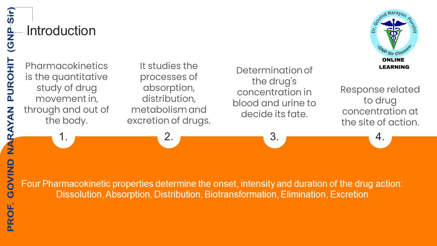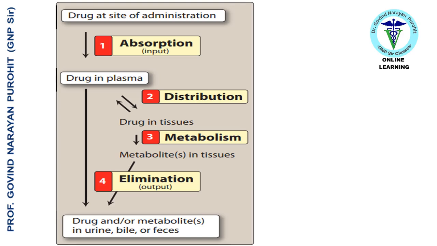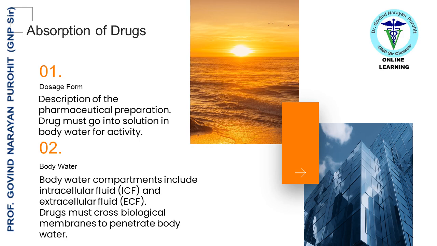Pharmacokinetic properties determine the onset, intensity and duration of the drug action: dissolution, absorption, distribution, biotransformation, elimination, excretion. This figure explains the passage of drugs across the biological membranes and how they are absorbed, distributed and eliminated. Now let us discuss each point in some detail. First, we discuss the absorption of drugs.